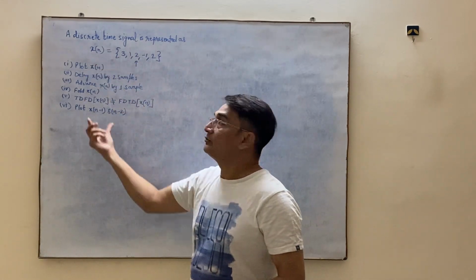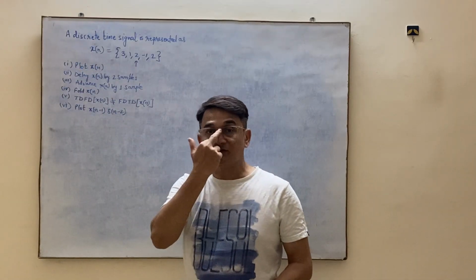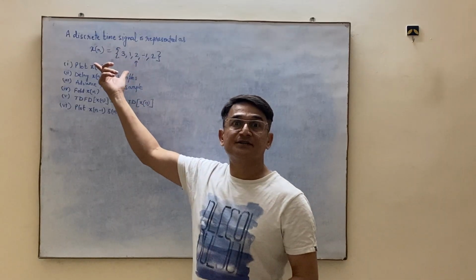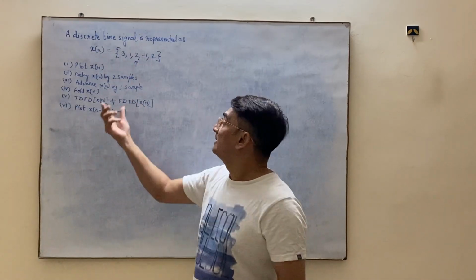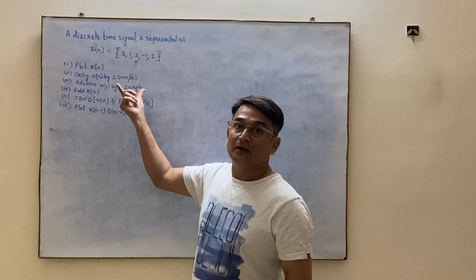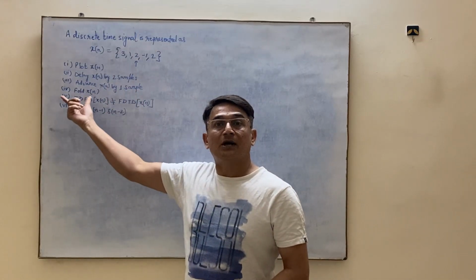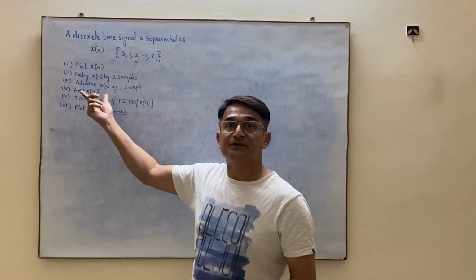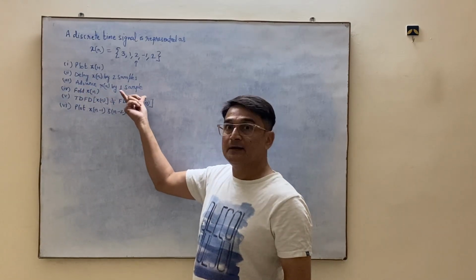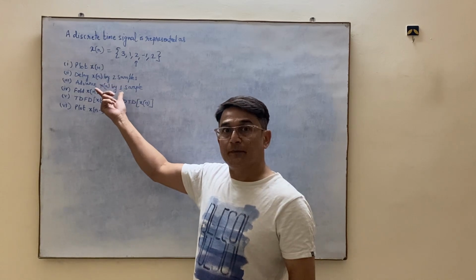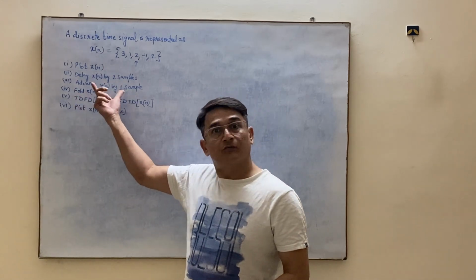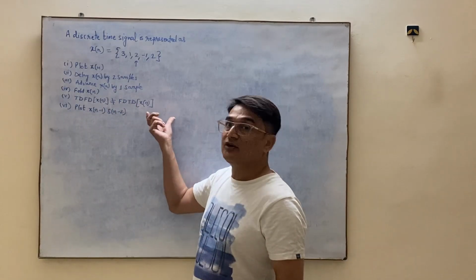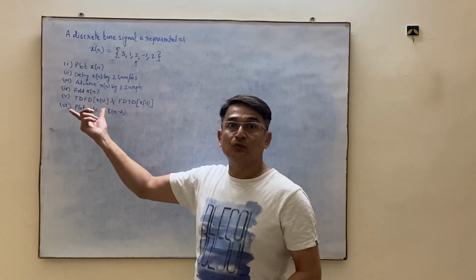Now what you have to do? First, plot x of n. That means you have to represent this sequence representation in a graphical representation. Then delay x of n by 2 samples. That means you are supposed to use the shifting operation. Then advance x of n by 1 sample. Again this is a shifting operation. Then fold x of n, the folding operation. Then, TD FD of x of n is not equal to FD TD of x of n. This you have to prove.